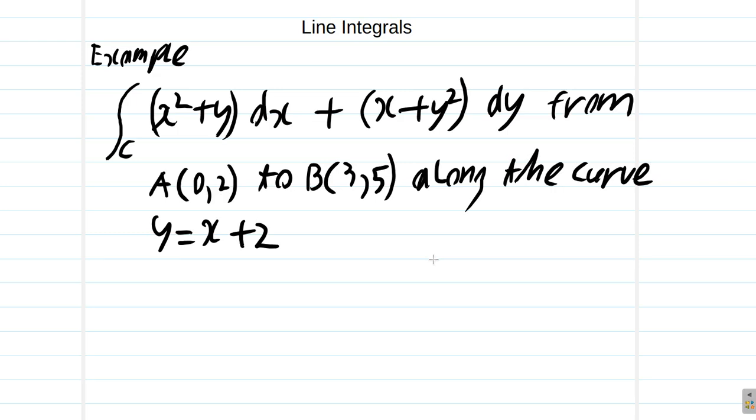Let us evaluate this integral. It's an integral along a curve. As you can see, there is an integral sign with C on it. It's taking place along a curve, which could very well be a straight line. We still call it a curve. It's the integral of (x² + y) dx + (x + y²) dy.